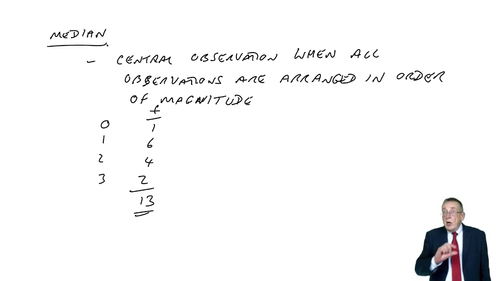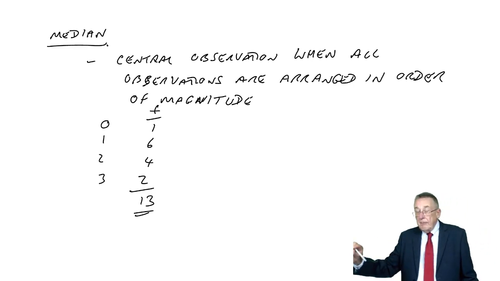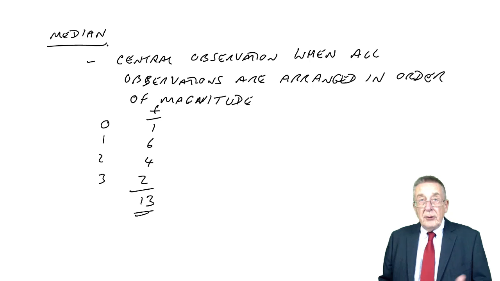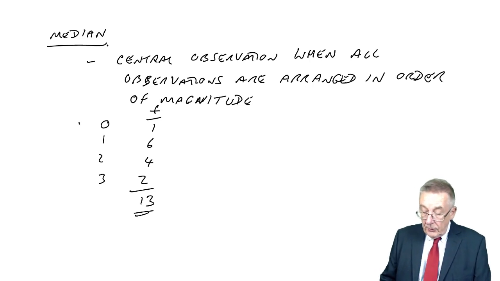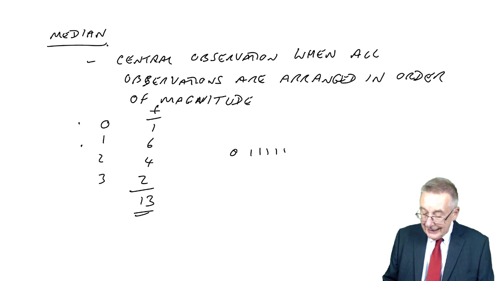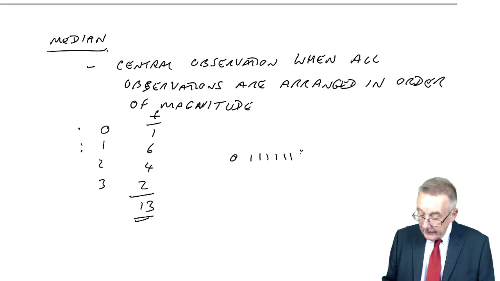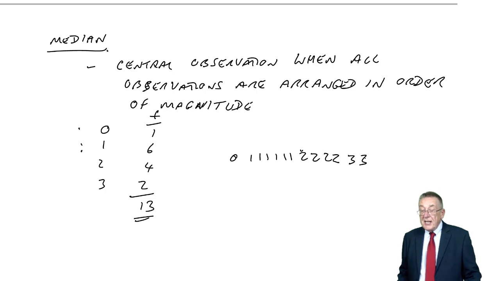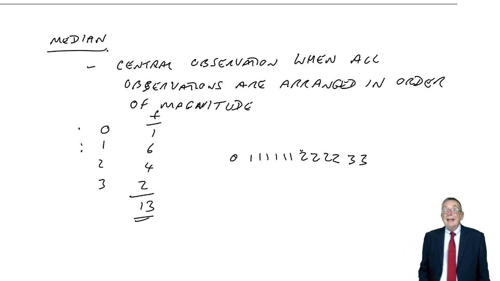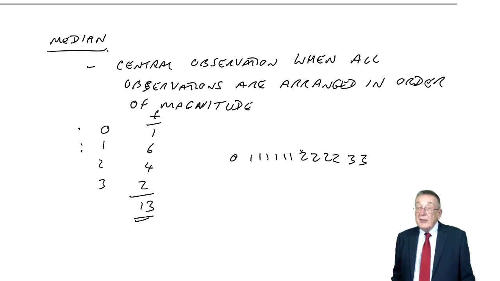Well, imagine if we were to list all of them from lowest to highest. There was 1 at 0, then there are 6 of 1, and then there are 4 of 2, and then there are 2 of 3. There are 13 observations, and we want the value of the middle one.